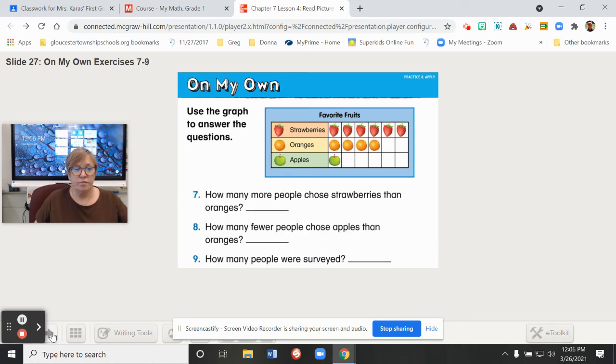Okay. Now for 7, 8, and 9, using the same picture graph, how many more people chose strawberries than oranges? Number 8, how many fewer people chose apples than oranges? I'm sorry, did I misread number 7? It's strawberries and oranges. So if I did, I apologize. And number 9, how many people were surveyed? Okay, pause it and finish.